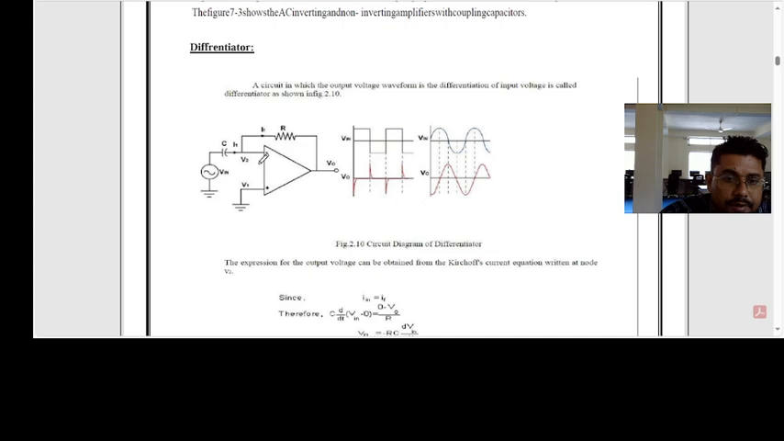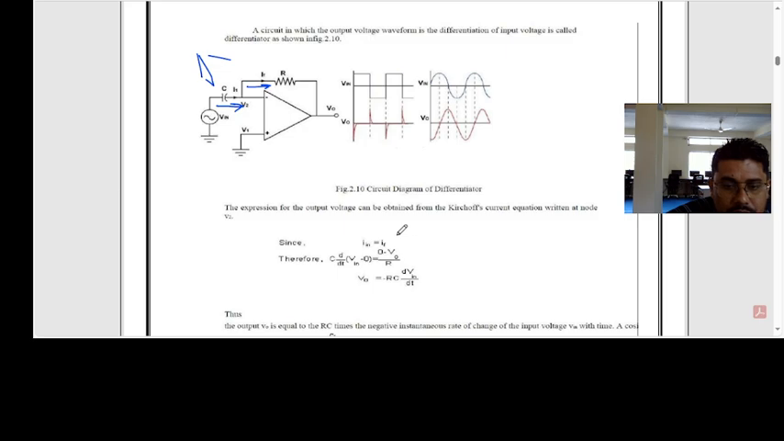This is the circuit for differentiation. The capacitor is connected in series with the input voltage. This is the feedback resistance R1. Here current I1 flows in this direction. The same current flows through the feedback, because no current flows inside the op-amp IC in the case of an ideal op-amp.